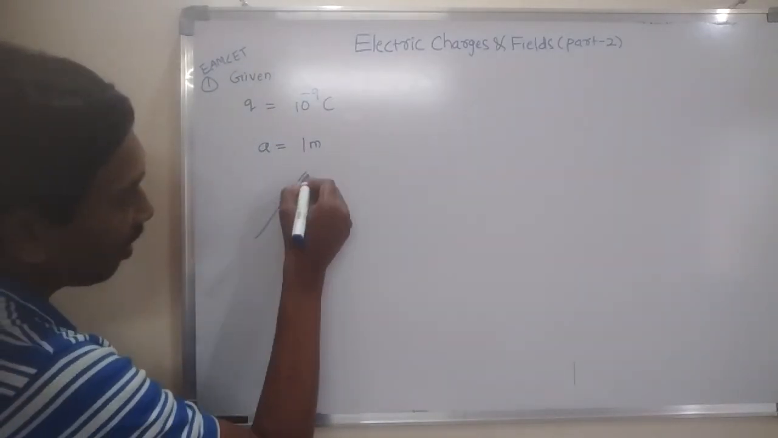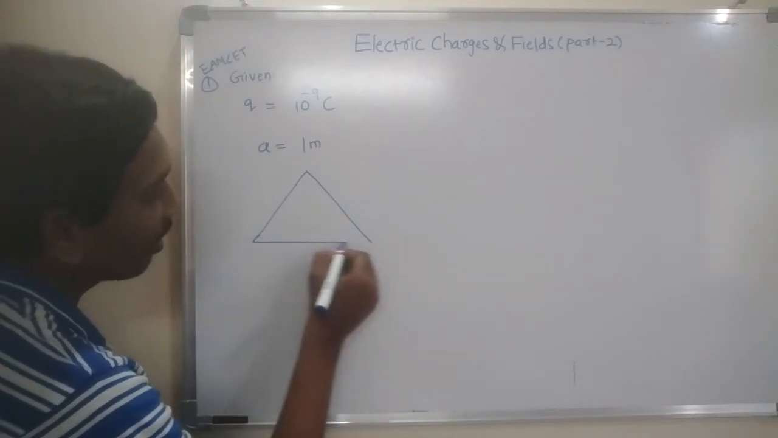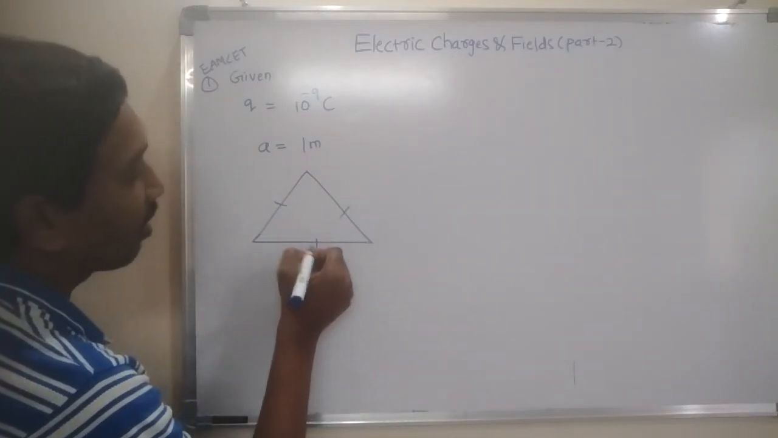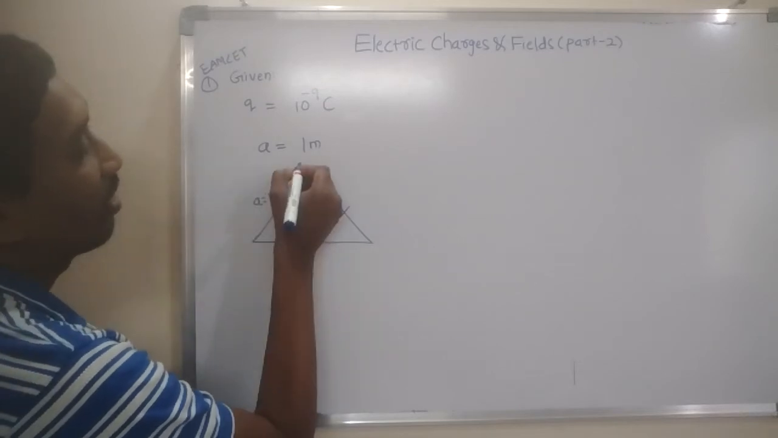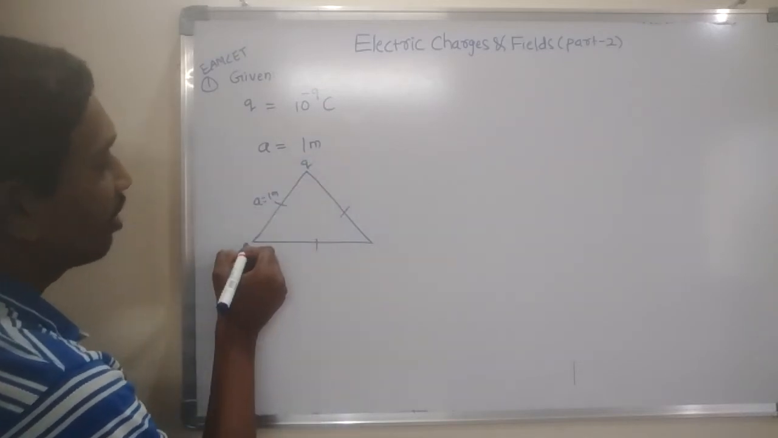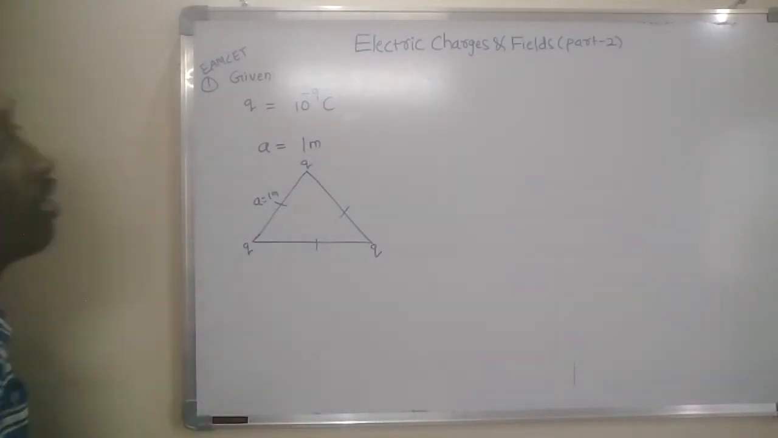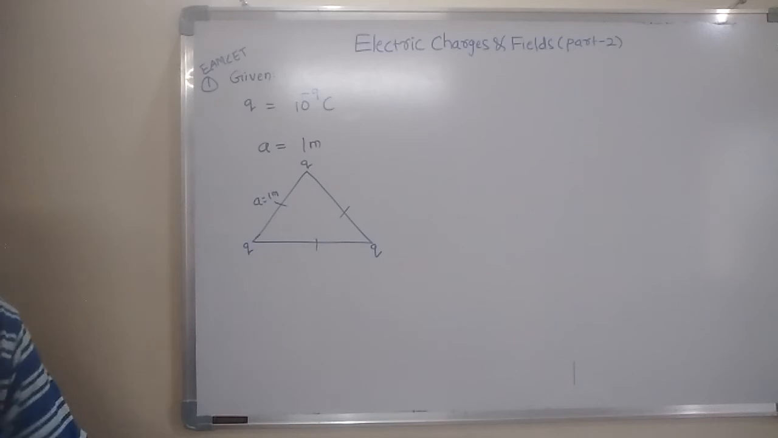These are placed at the corners of an equilateral triangle. That's why the diagram is very important here. Draw the diagram. This is an equilateral triangle, its side length a is equal to 1 meter. Here consider charge Q, Q and Q at the three corners. What is being asked? The force on one of the charges, that is, the net force at one of the corners.